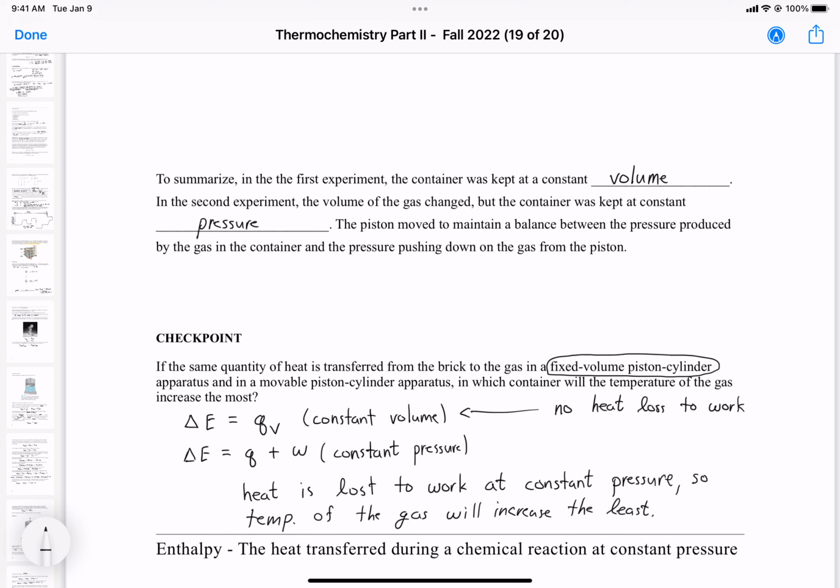So that's our answer. Okay, and that has to do with how energy is being transferred between the two containers. One's at fixed volume, one's at a fixed pressure. Okay.